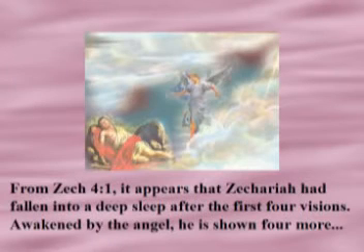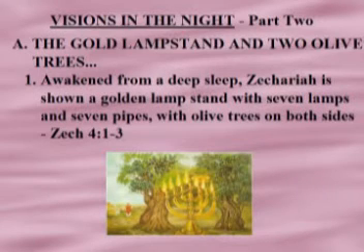From Zechariah 4:1, it appears that Zechariah had fallen into a deep sleep after the first four visions. Awakened by an angel, he is shown four more. Visions in the Night, Part 2. A. The gold lampstand and two olive trees.